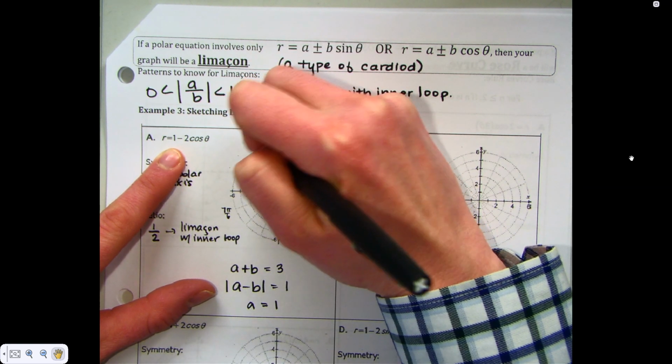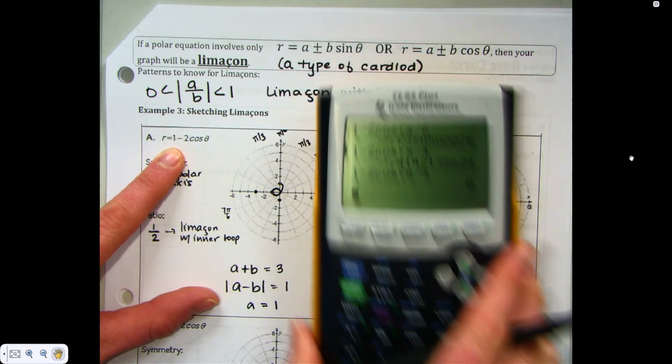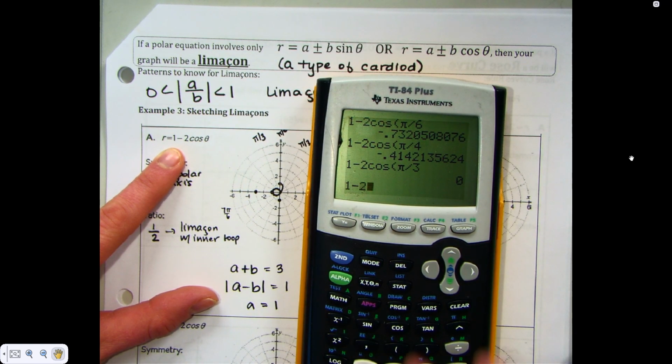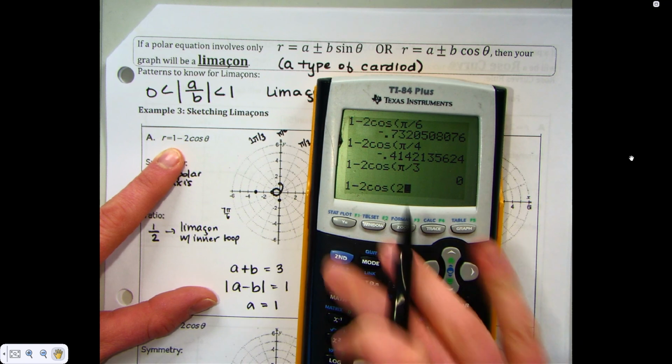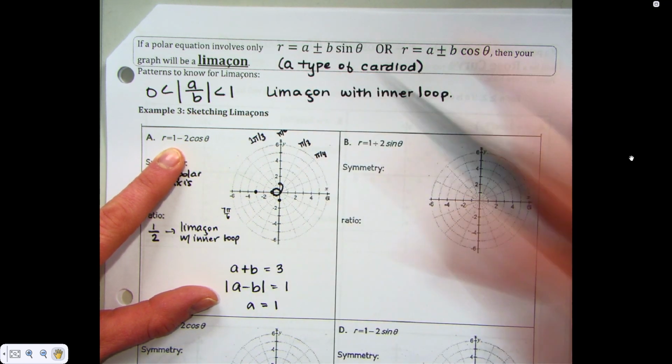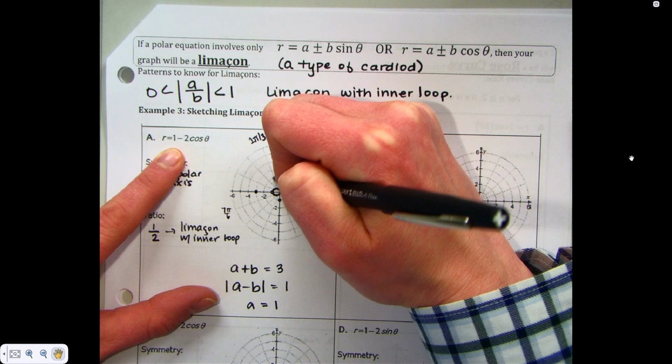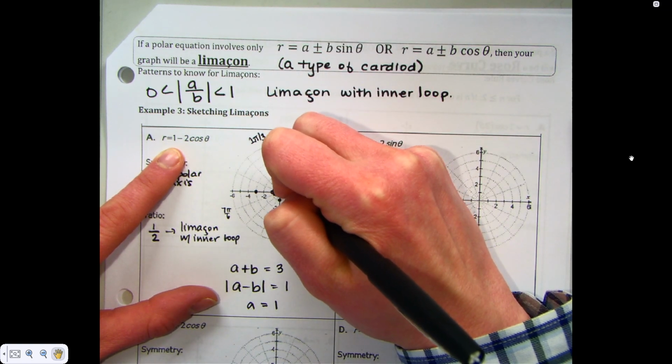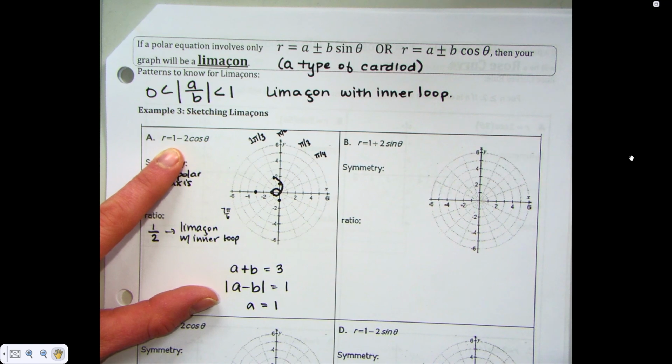When I plug in pi over 3, I'm going to get 1 minus 2 cosine of 2, sorry, that should be a 2 pi over 3. I just hit the wrong button. 2 pi divided by 3. I get a 2. So in that direction, I'm going out 2 units. If I think about connecting my dots, it's looking something like that.